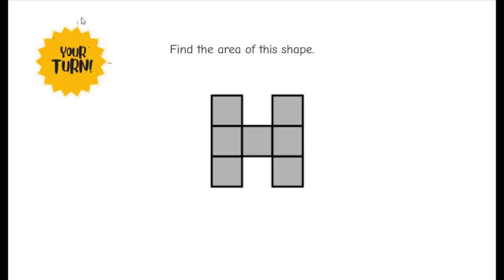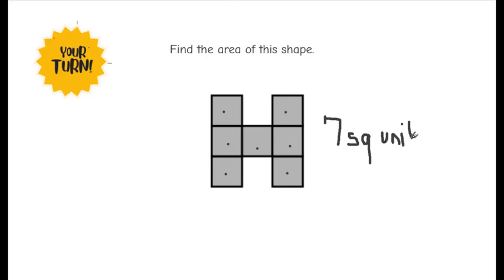The area of this shape is 1, 2, 3, 4, 5, 6, 7 square units. And we call it square units because that's how we measure the area of something. It's the inside part. We don't have measurements like inches or centimeters or miles. So when there's just squares, we call them square units.